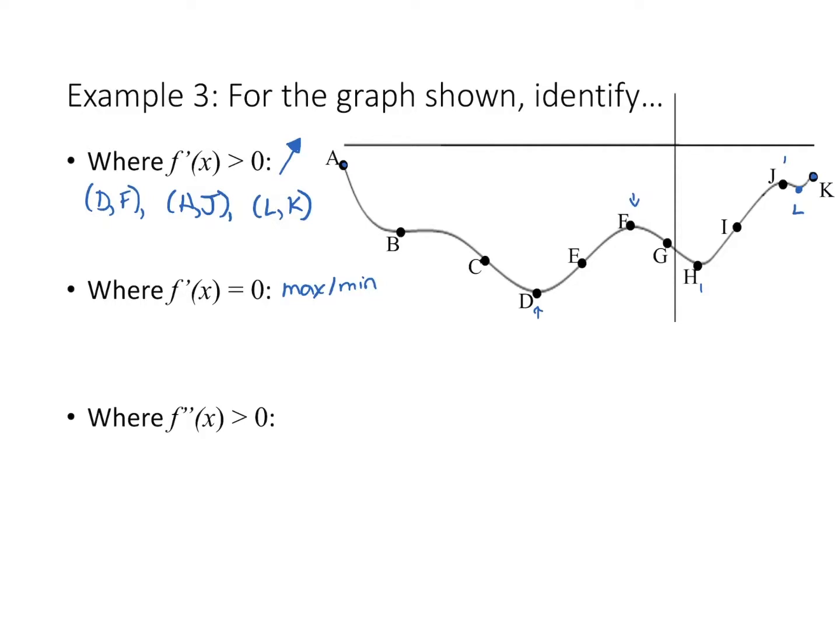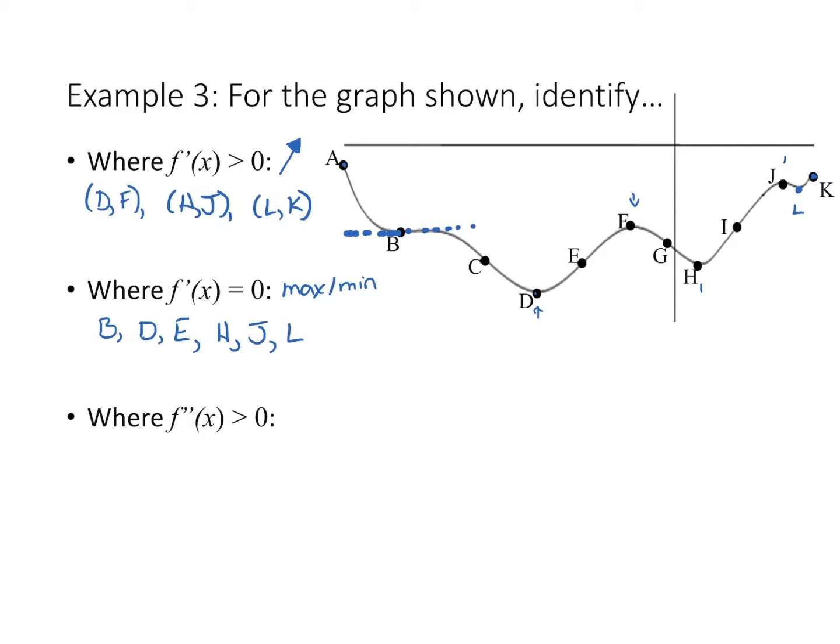So the first one, well, actually we probably have a horizontal tangent line here as well, even though it's not a max or min. Normally you're not going to see ones like that. Normally it'll just be your max and mins that you have to list off. So D, E, H, and then J, and L.